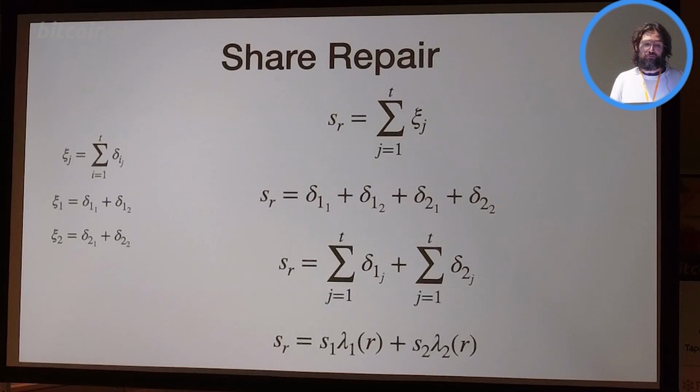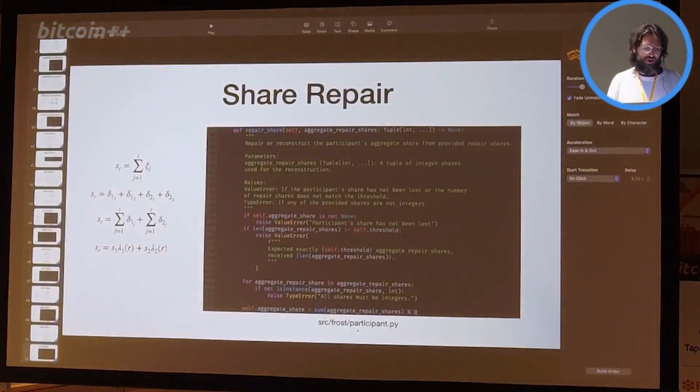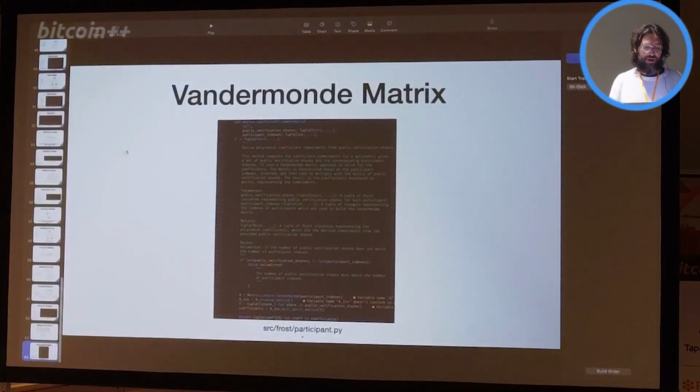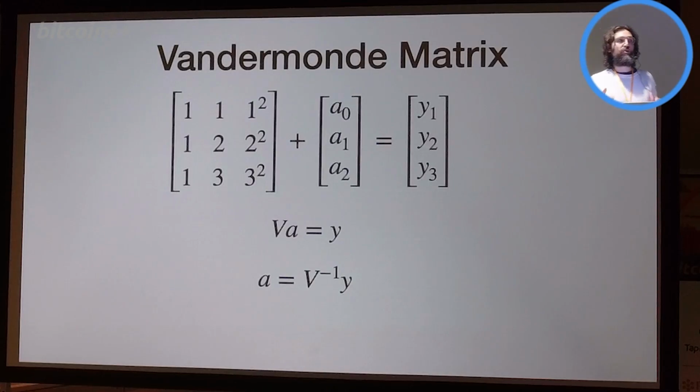Now, one thing that could happen is that through all these protocols, the polynomial keeps changing. So the coefficient commitments that were generated in the original DKG may have changed. And also maybe they got lost. So a threshold of participants can compute the coefficient commitments using a Vandermonde matrix.